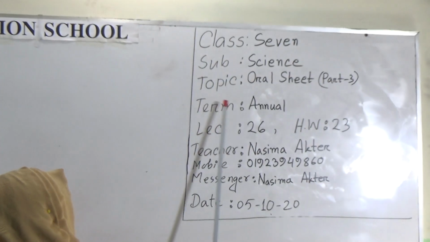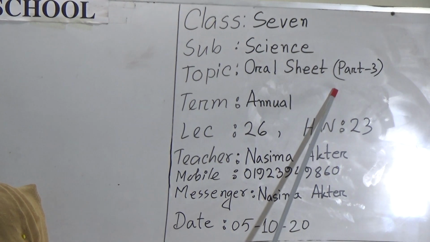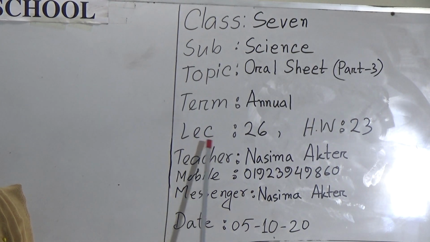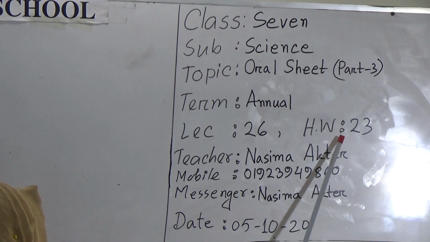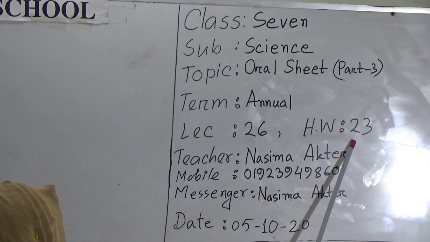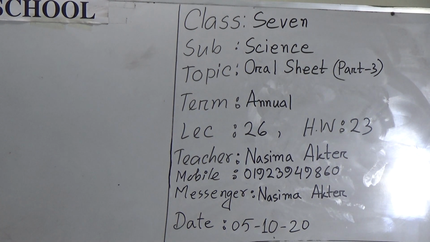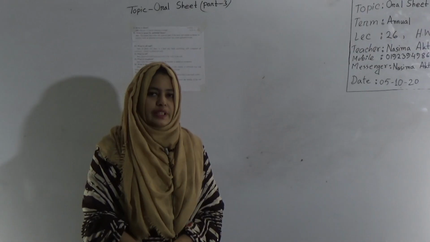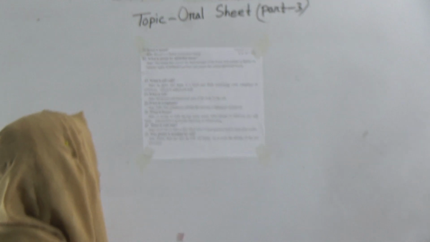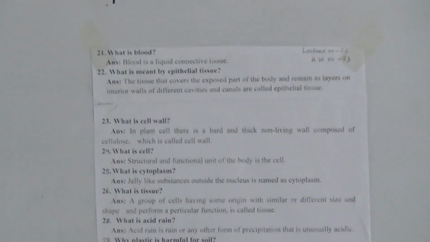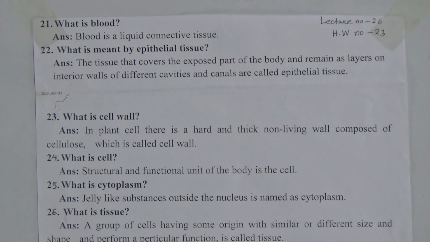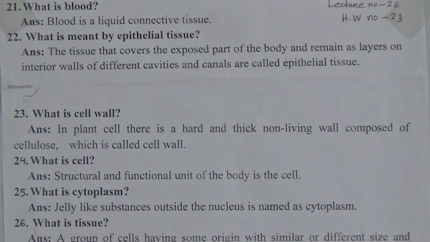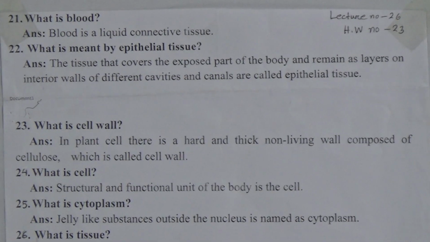Our today's topic is oral sheet. This is part 3 and this is lecture number 26, and I will give you SW. Our today's SW will be 23 number SW. So dear student, let us start today's class. Student, we have already discussed questions and answers from 1 number to 20 number. Today we will start from 21 number question.